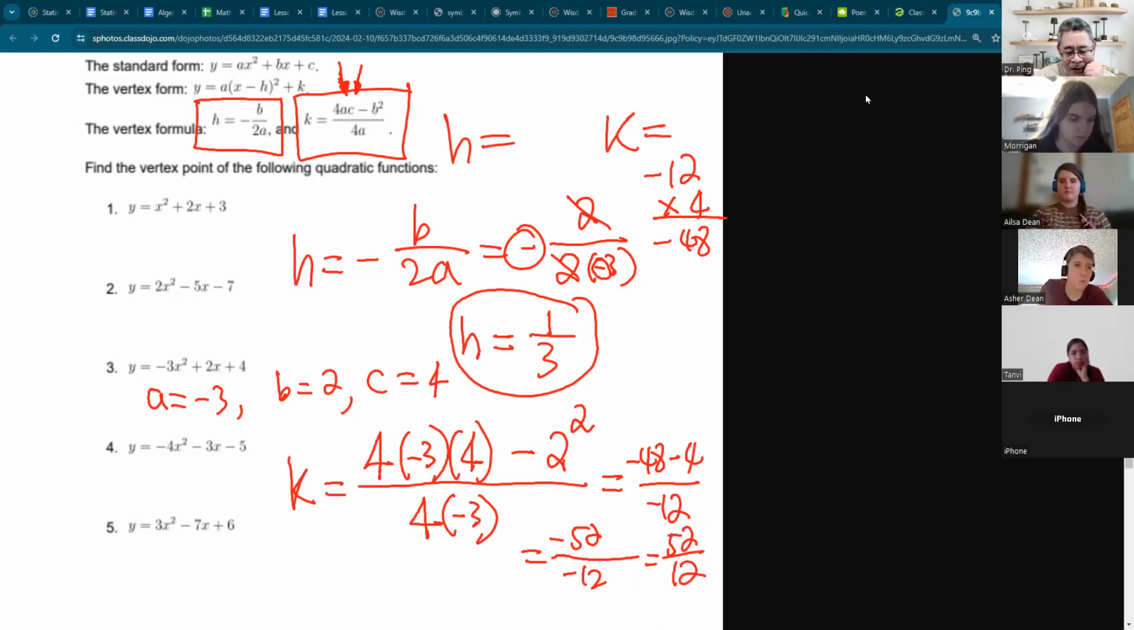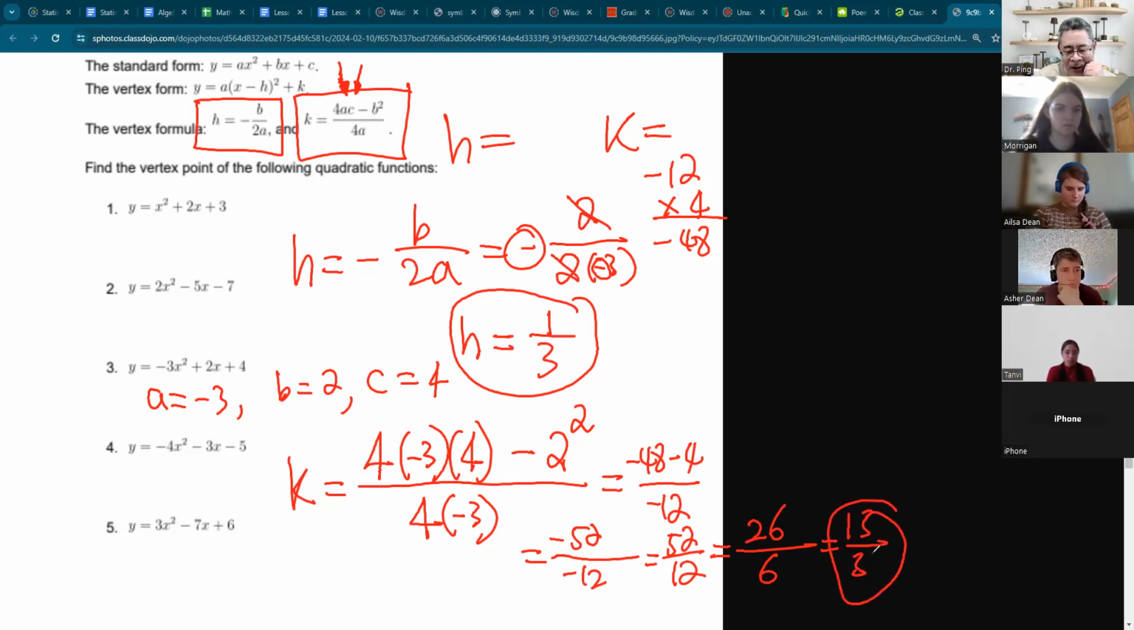So 52 over 12. Then we can simplify this. Basically, we can divide by 2 on top and bottom, so we got 26 over 6. Then we divide by 2 on top and bottom again. We got 13 over 3. So that's our K.